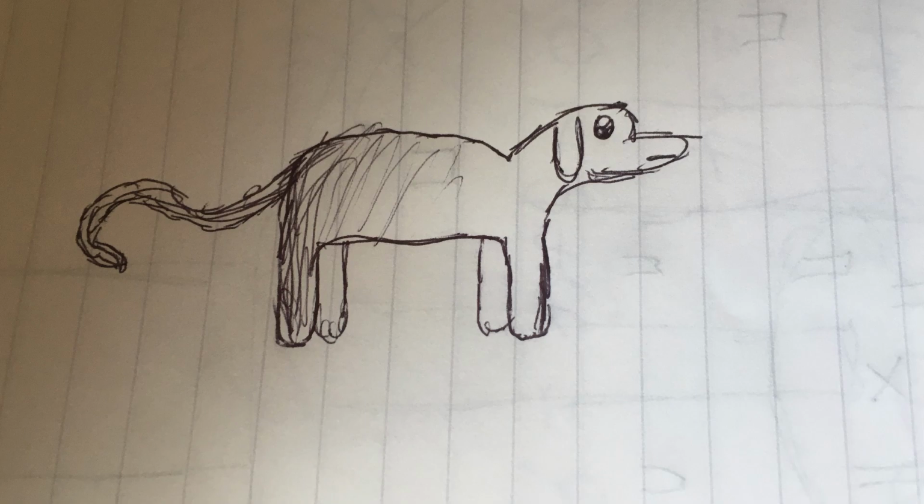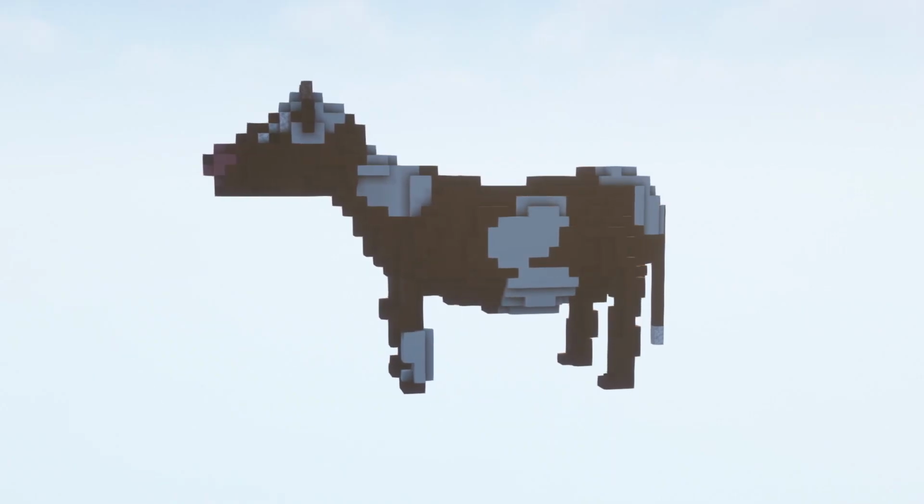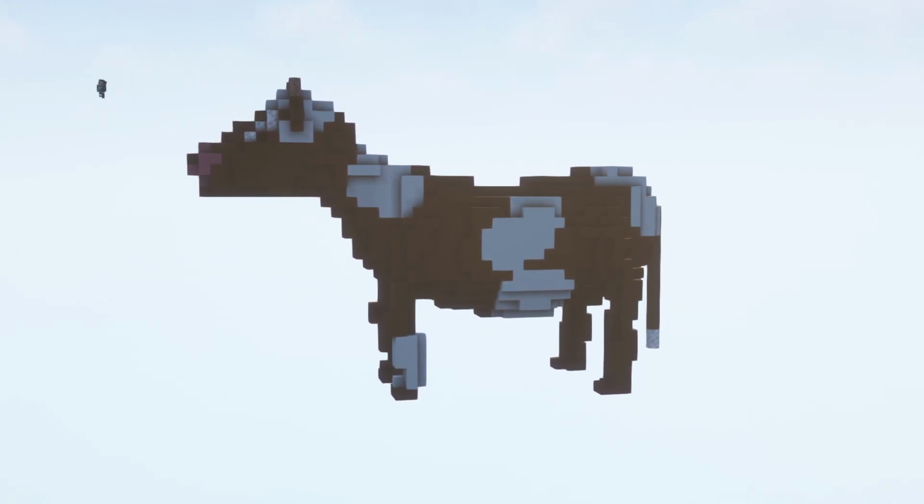So here is a drawing of a dog that I did a few years ago in a book. Not sure why I've still got it, but it's alright, this one. And here we have the blue-eyed cow, which is... I don't know what to say about this. And now look at this building of a cow compared to the one that you've just seen.